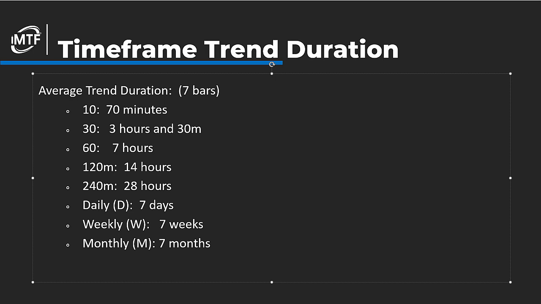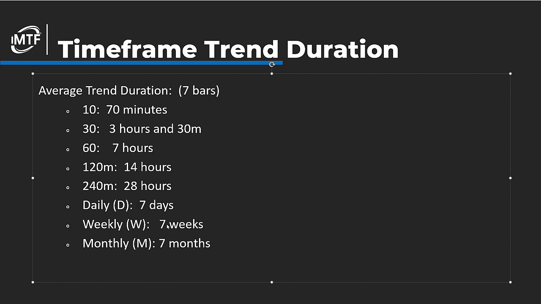So if you're trading a 10-minute time frame and you enter a trade, most likely that trend will last for 70 minutes. If you're trading a 30-minute time frame, 7 bars of that is equivalent to 3 hours and 30 minutes. If you're trading a 60-minute time frame, the average trend will last 7 hours. A 2-hour time frame, 14 hours. A 4-hour time frame, 28 hours. A daily time frame, around 7 days. A weekly time frame, around 7 weeks. A monthly time frame, around 7 months.